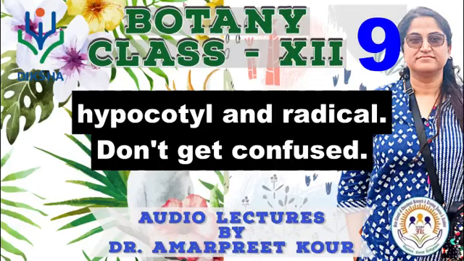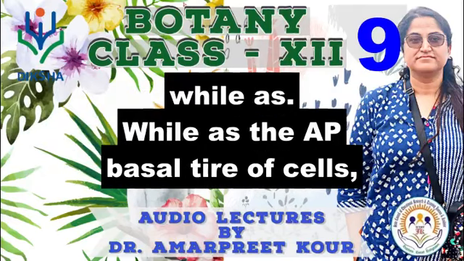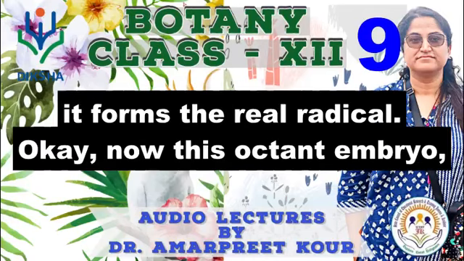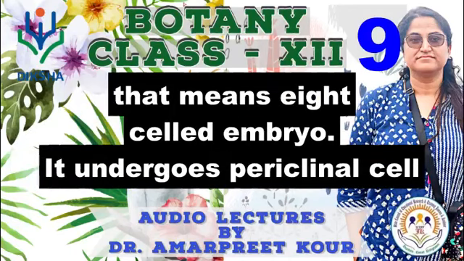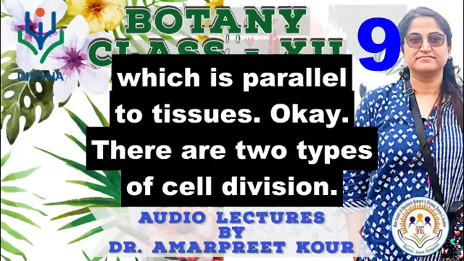Don't get confused. The last cell of suspensor only forms the radicle tip, while the hypobasal tier of cells forms the real radicle. Okay, now this octant embryo, that means 8-celled embryo, undergoes periclinal cell division. What does that mean? It goes under cell division which is parallel to tissues.